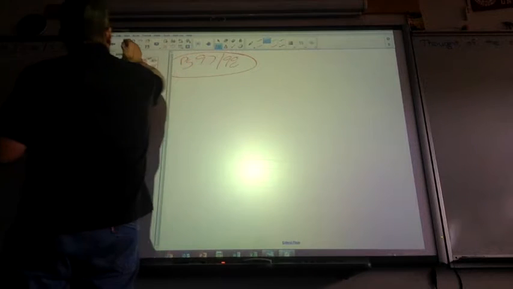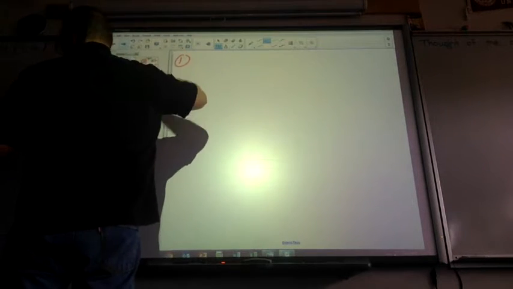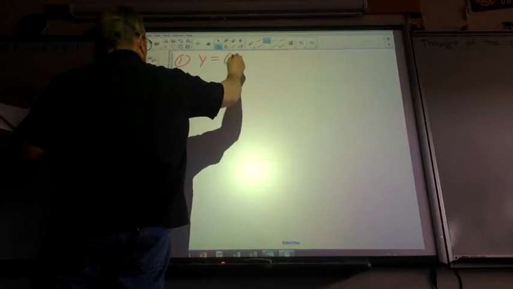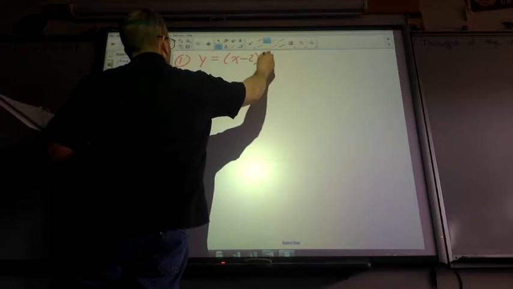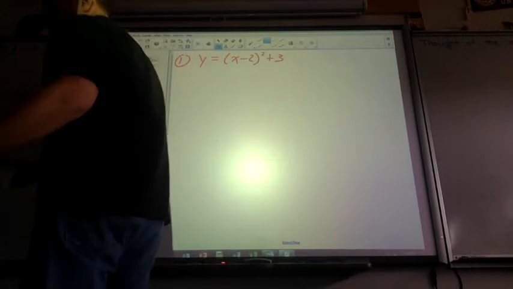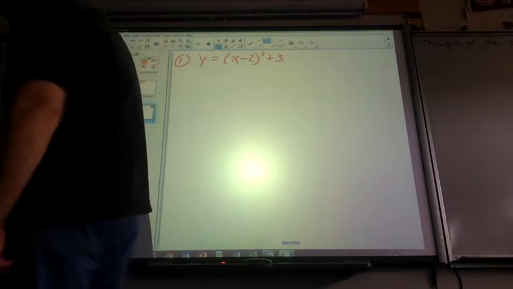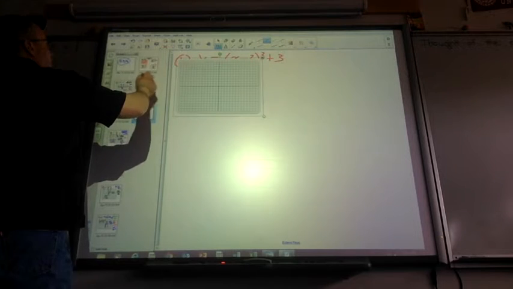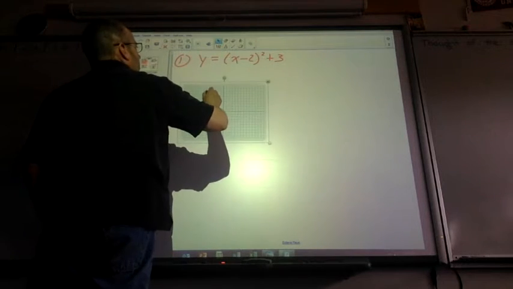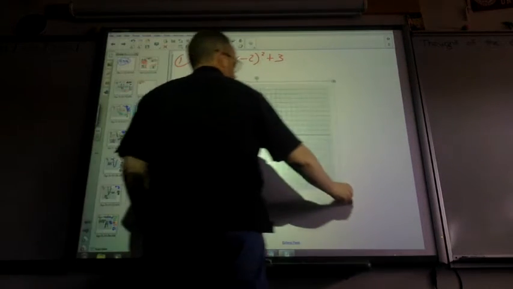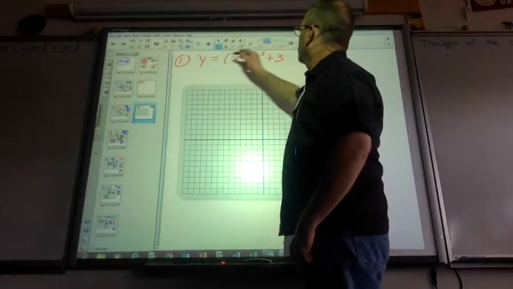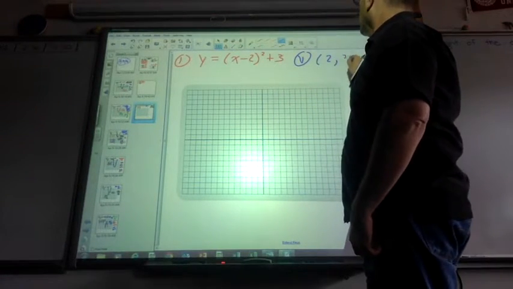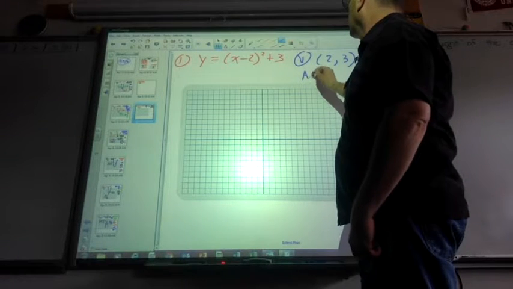All right. Number 1, we have y equals, but they have it as f of x. What form is this one presented to us in? Is it vertex? It is vertex form. What's my vertex? Positive 2, positive 3. Axis of symmetry? 2.